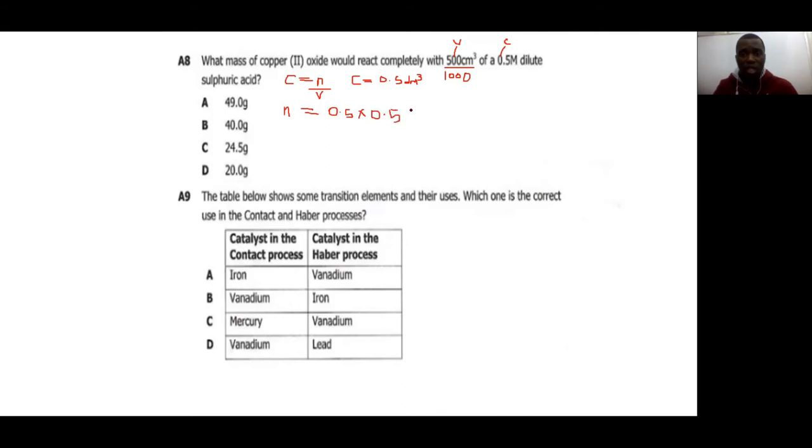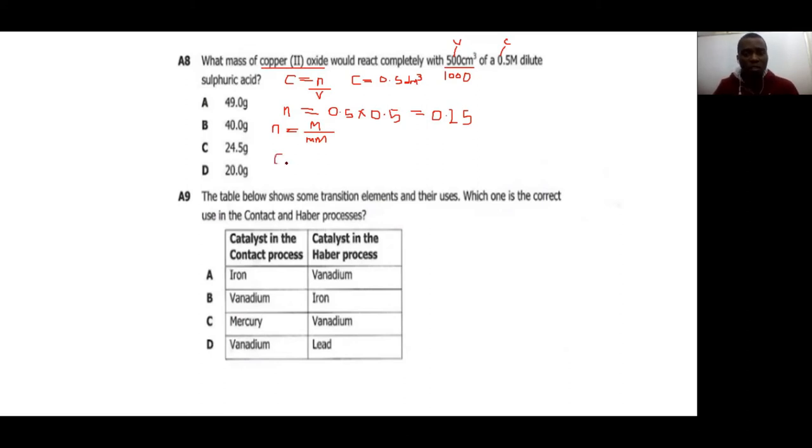And we expect that our answer here, the number of moles, will definitely be 0.25 moles. Now, from here, we are going to use the formula which says number of moles is equal to mass over molar mass. That is what you're going to use. We can easily find the molar mass because they've said copper 2 oxide, so we can easily make a formula for copper 2 oxide.